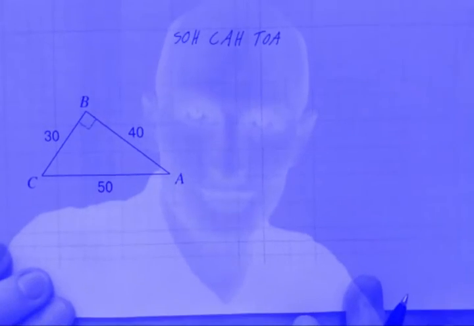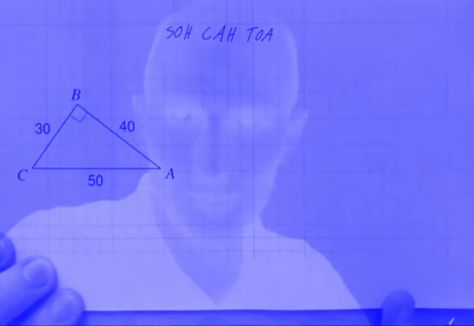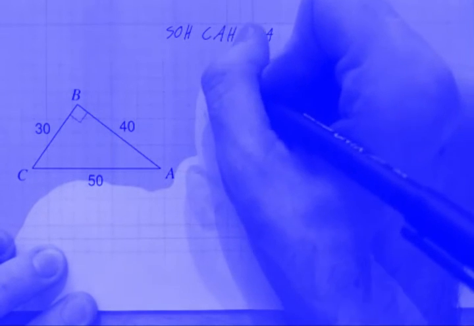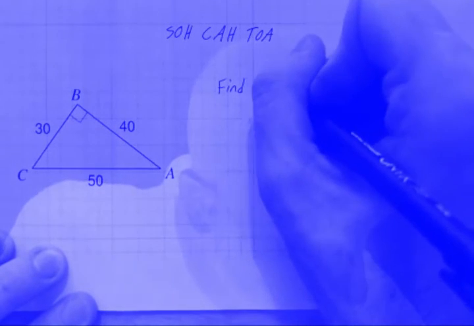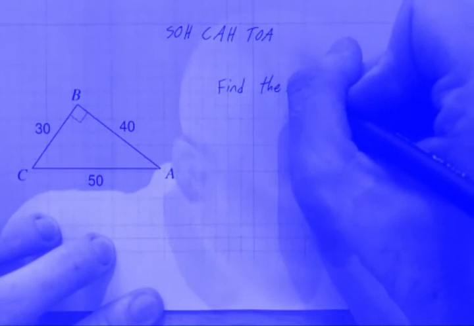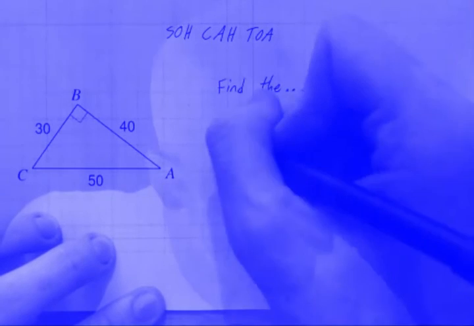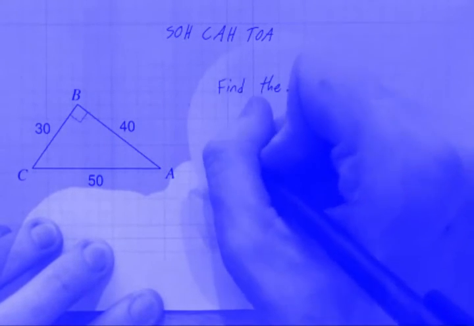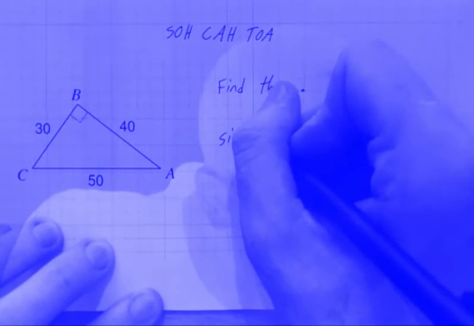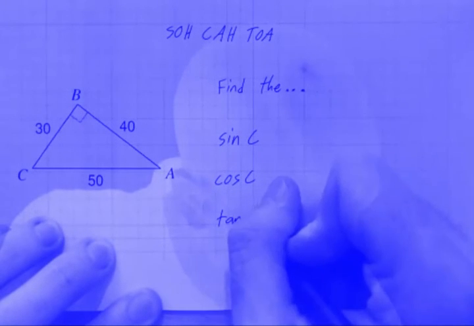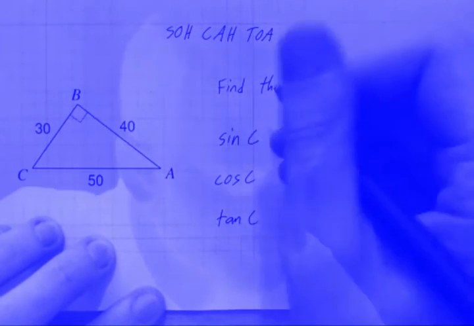But let's do this example. And we're going to say the reference angle here, we're going to use C as the reference angle. So the instructions here will be: find the, and then we'll do like 3 examples in one right here. We're going to say sine of C, cosine of C, and tangent of C. Okay.